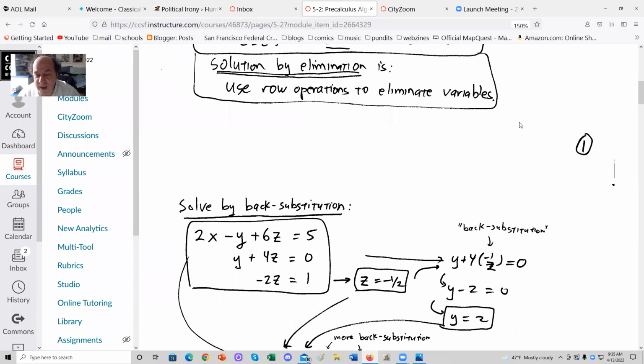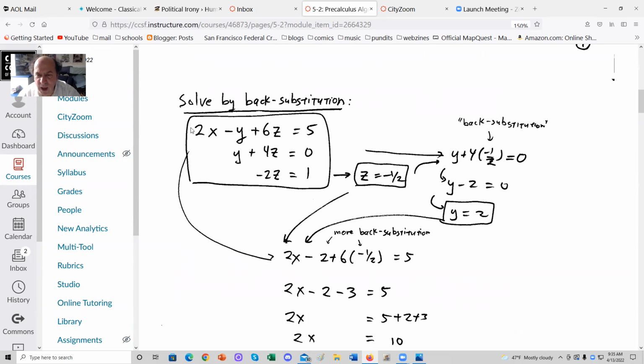Then there's back substitution. Here we have a system in what's called triangular form, like this. This is the lower left triangle, where the part of the triangle is all 0. So negative 2z equals 1, so z equals negative a half. Substitute into the equation just above it. Y plus 4 times negative 1 equals 2. That's called back substitution. So y minus 2 is 0, so y equals 2.